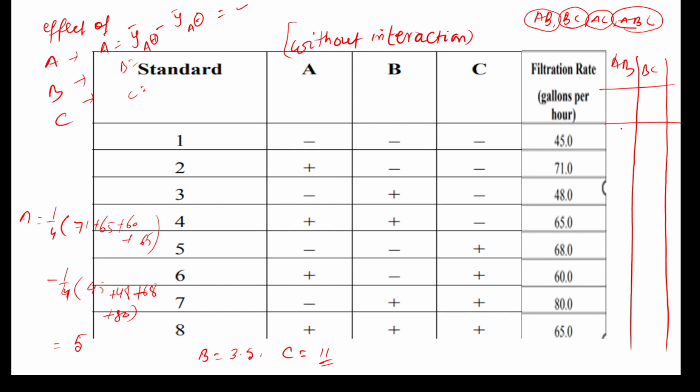For AB: minus minus plus, it becomes plus. Plus minus, it becomes minus. Minus plus, it becomes minus. Plus plus, it becomes plus. Minus minus, plus. Plus minus, minus. Minus plus, minus. And it becomes plus. So now the AB effect will be these positives by 4 minus these negatives. So we will get the effect of AB.